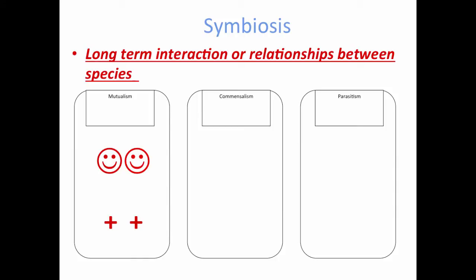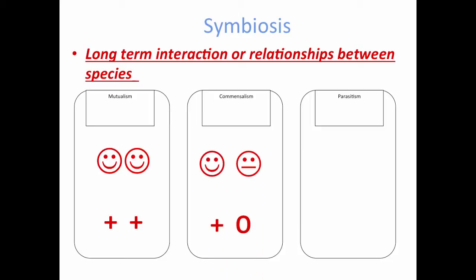So mutualism. Mutualism is when both species benefit from the relationship. So notice how we have two smiley faces and a positive positive. When both of them benefit, it's mutual. So we call that mutualism.